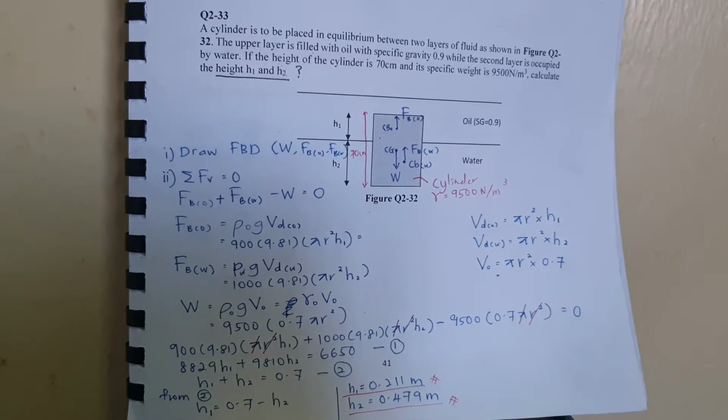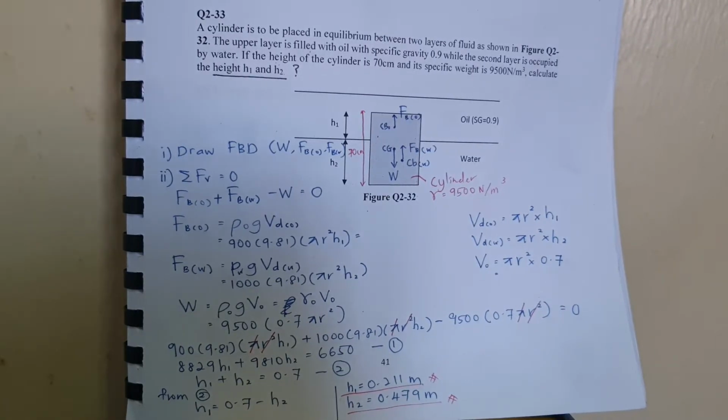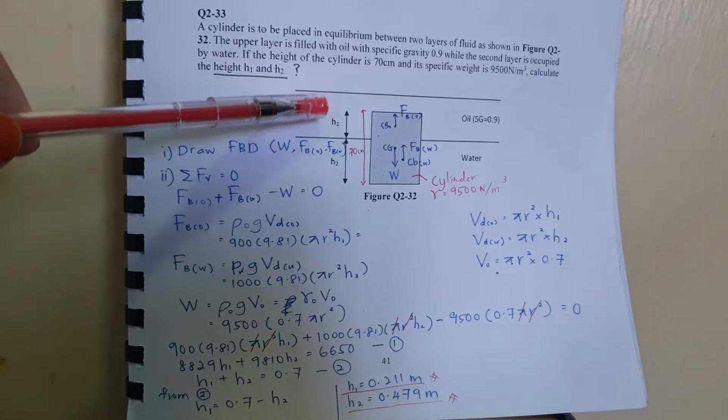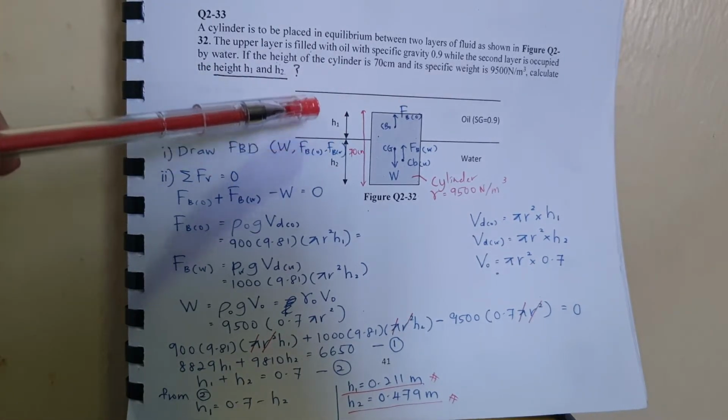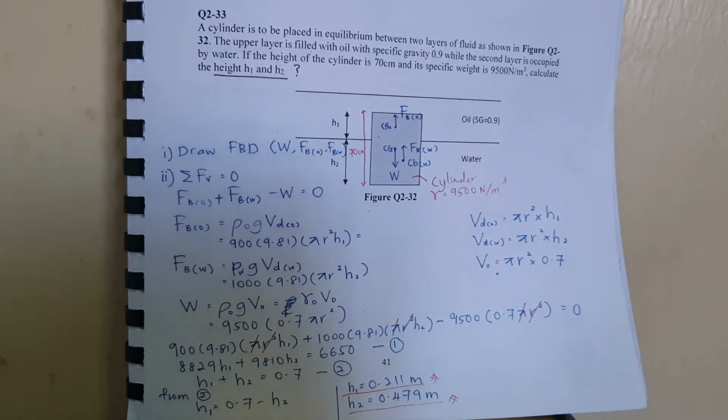Okay, so the height of the cylinder is 70 centimeter, and its specific weight gamma of the cylinder is, remember, gamma equal to rho g, so gamma equal to 9500 Newton per meter cube. So the question is asking to calculate H1 and H2. So what is the height of the cylinder in the oil part, and what is the height of the cylinder in the water? Okay, so now we know it's about buoyancy.